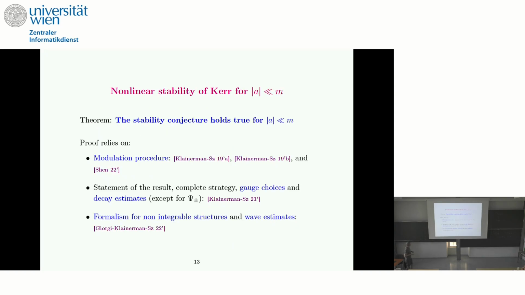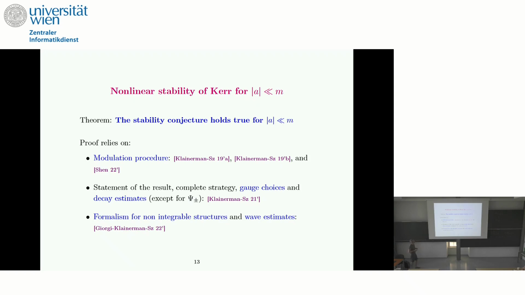Okay, so finally, I can mention the result I wanted to talk about, which is the resolution of the Kerr stability conjecture for slowly rotating Kerr black holes. In other words, we are dealing here with a particular case where the absolute value of a is much less than the mass. Okay.